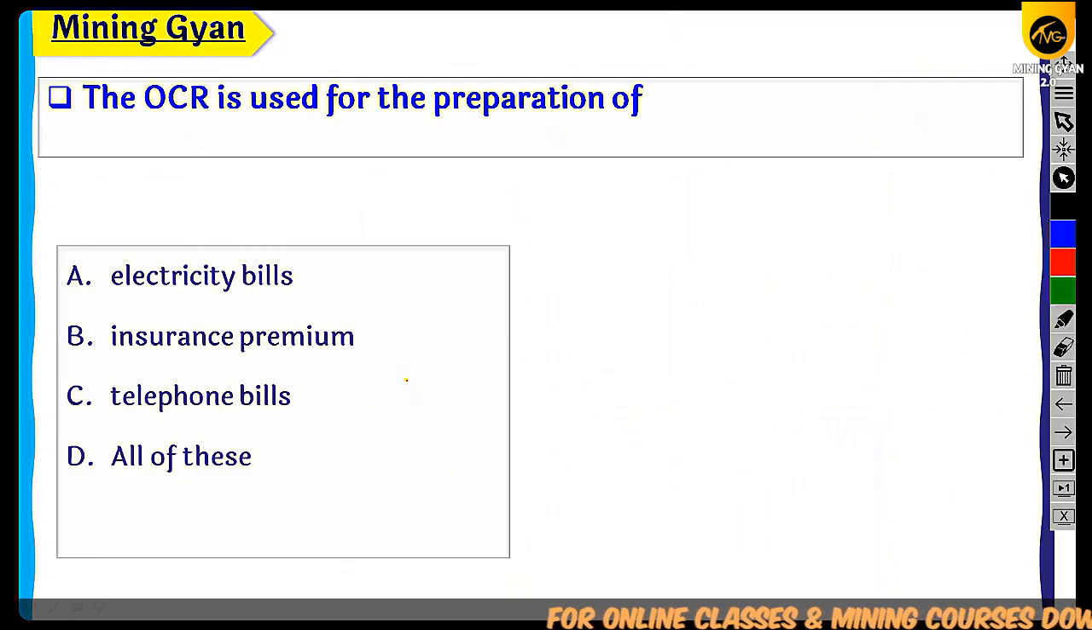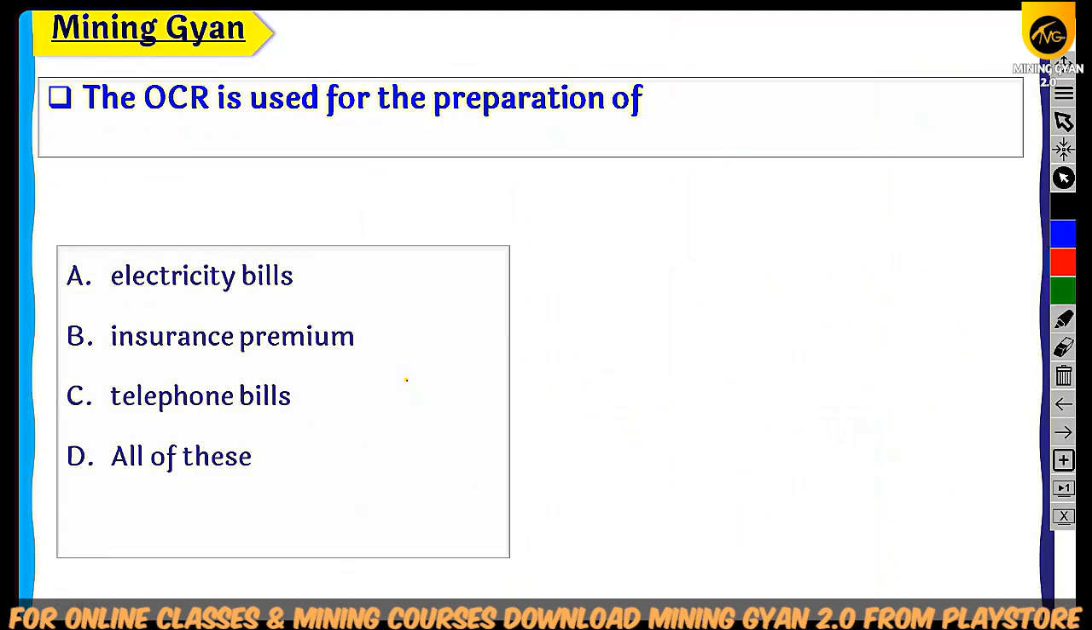Optical character recognition, OCR, is used for the preparation of electricity bills, insurance premiums, and telephone bills. These are all basically used. OCR is used to print the electricity bill, insurance premium, and telephone bills, all. So that's why all of this is the correct answer, option D.